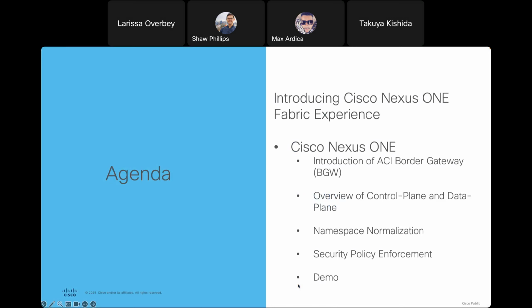So we'll talk about the Cisco ONE Fabric experience. This is something that we've recently introduced that involves the introduction of the ACI border gateway. We'll go through in detail what that is, and then we'll talk about the control plane and the data plane as they function in the ACI fabric, as well as an NX-OS VXLAN fabric, and then interconnecting the two. We'll talk about VNI namespace normalization and how that works when these are integrated. We'll go through the security policy enforcement phases, and then we'll end it with a demo.